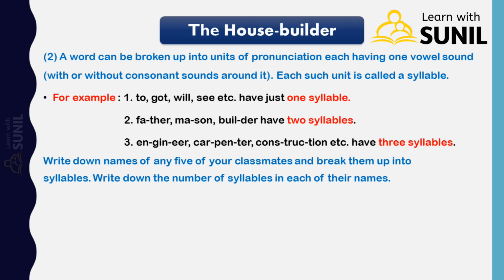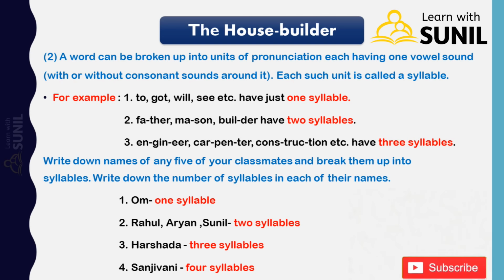Write down names of any 5 of your classmates and break them up into syllables. Write down the number of syllables in each of their names. First, Om, 1 syllable. Second, Rahul, Aryan, Sunil, 2 syllables. Third, Harshada, 3 syllables. Fourth, Sanjeevani, 4 syllables.